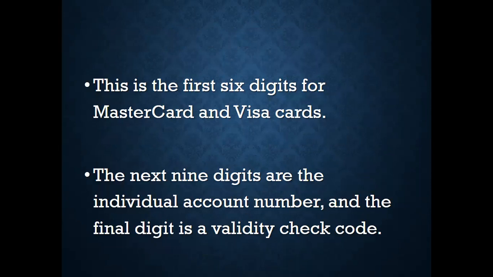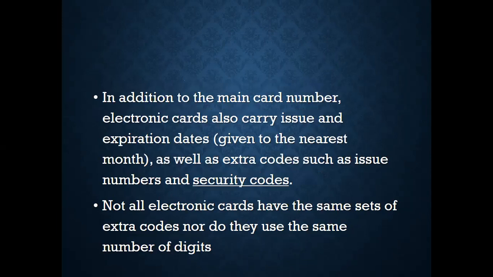Normally for Visa card and MasterCard, the numbers are 16. So the first six is the bank identification number. The next nine normally use part of your bank account number. They take part of it and add it to the bank's profits. Then the last digit, which makes it 16, is called the validity check code. So this is the numbering on credit cards. This goes for all the cards.